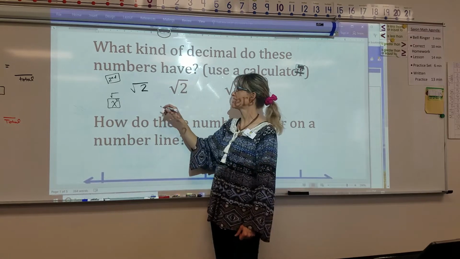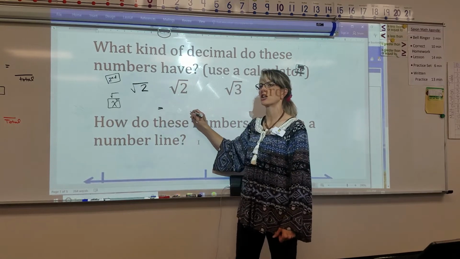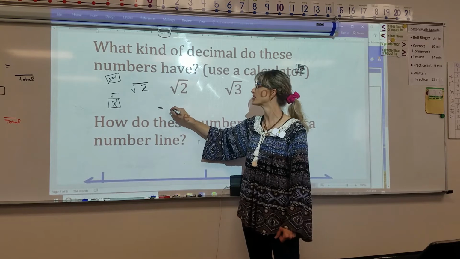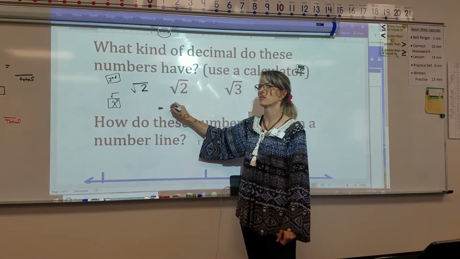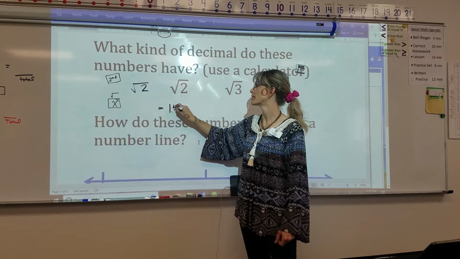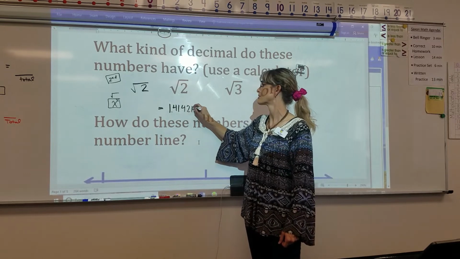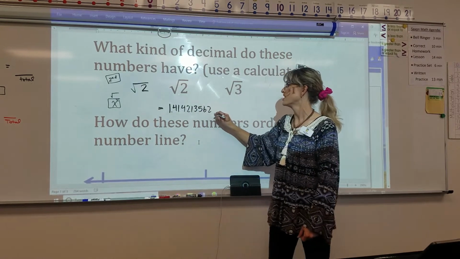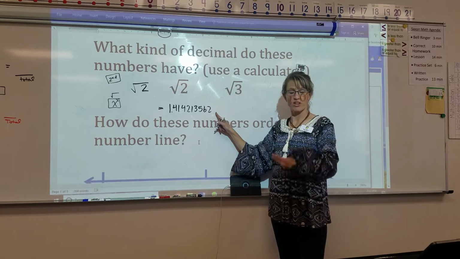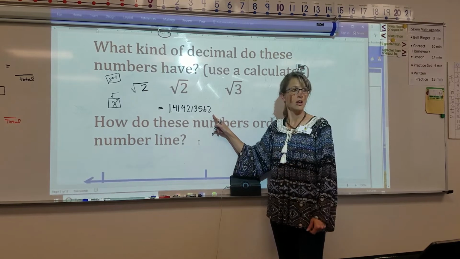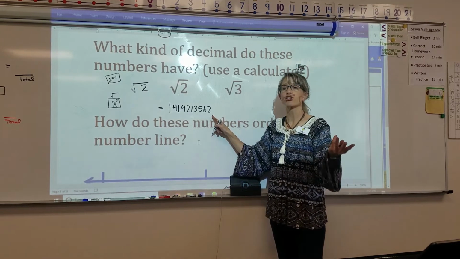All right, I'm going to call a student. What decimal number did you get? Let's call on Connor. I didn't get it. You didn't get it? Bo? 1.414213562. All right. Do we think that the number keeps going, or do you think it stops at 2? It keeps going. Your calculator just ran out of space.